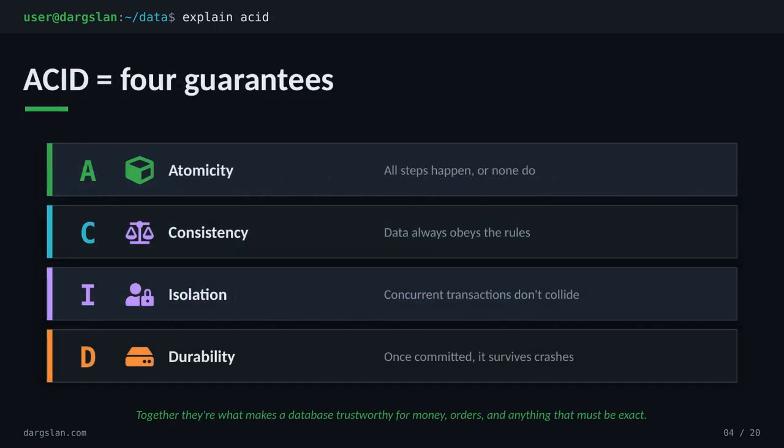So here's the full picture. ACID is really four promises working together. Atomicity says all steps happen or none do. Consistency means the data always obeys your rules. Isolation keeps simultaneous transactions from tripping over each other. And durability guarantees that once you've committed, your data survives, even if the server crashes a second later. Four guarantees, one trustworthy database.